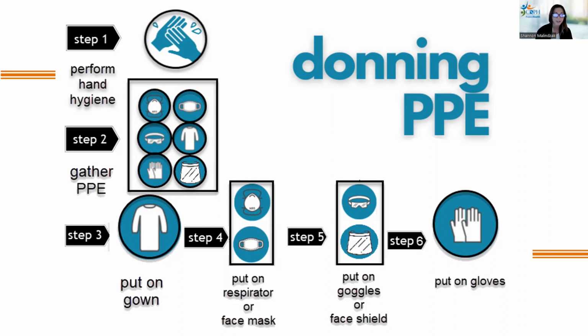After putting on a respirator or face mask, complete step 5 by putting on a face shield or goggles. Face shields should provide full face coverage. Goggles are also acceptable. Finally, complete step 6 by putting on a pair of gloves. Gloves should cover the cuff or wrist of the gown. Healthcare personnel may now enter the resident's room with donned PPE.